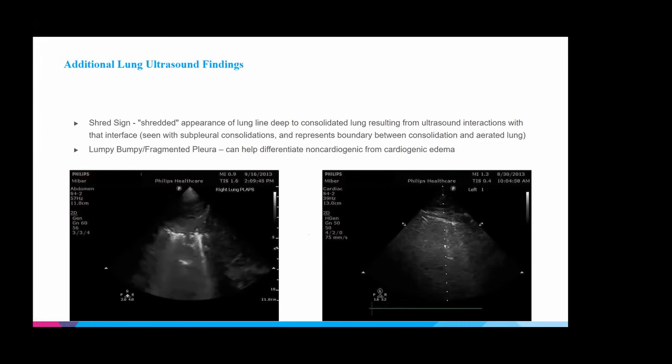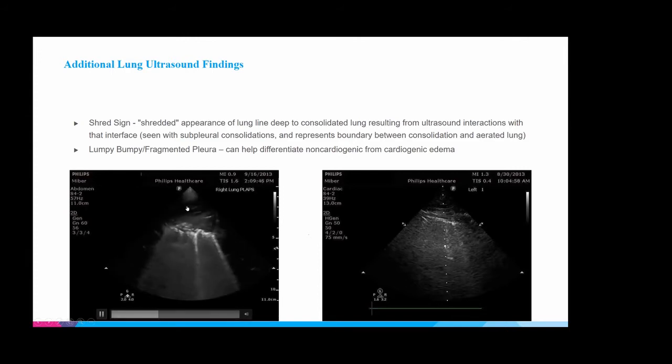So the shred sign is basically commenting on the shredded appearance of lung that's distal to an area of consolidation. That's basically just resulting from how the lung interacts with that interface, right? This is what you'll see in a patient who has subpleural consolidations, and it represents the boundary between that consolidation and normal aerated lung.